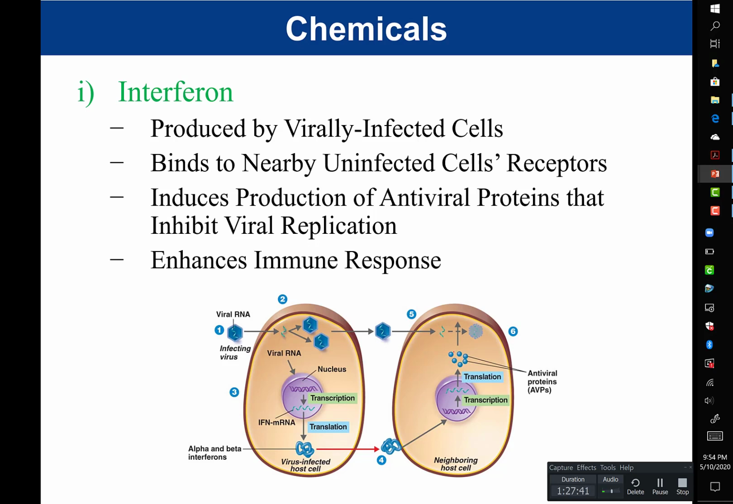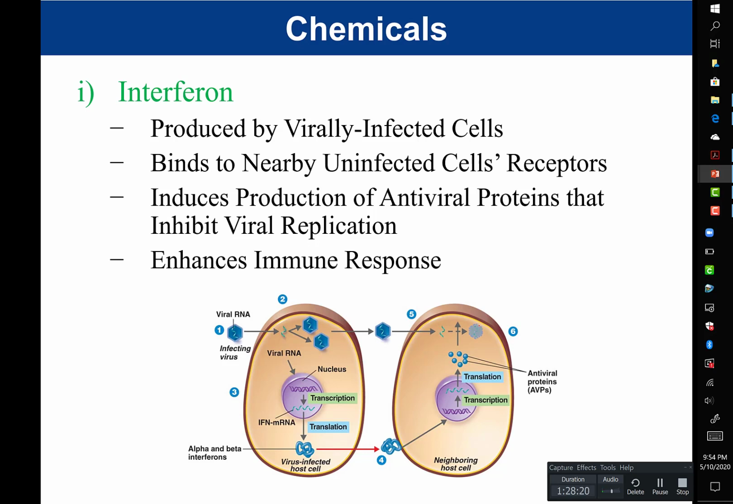So it's basically the virally infected cell's way to say, hey, I'm infected. You want to prevent being infected. Start producing these antiviral proteins. And so the cell that's already infected secretes interferon. Interferon is going to go to the neighboring cell. It's going to turn on production of these antiviral proteins. And these antiviral proteins are then going to block or inhibit viral replication. So now this neighboring cell can prevent being infected.